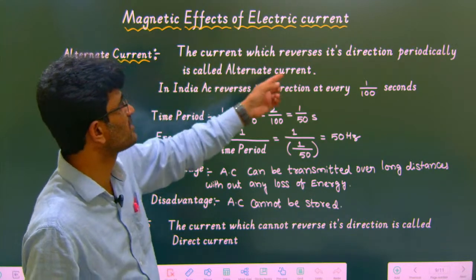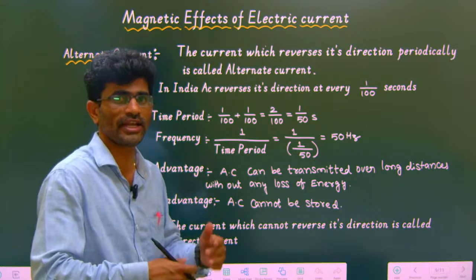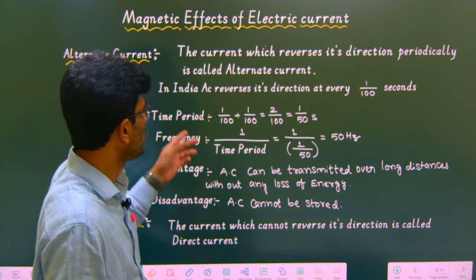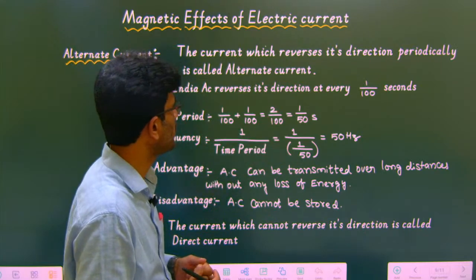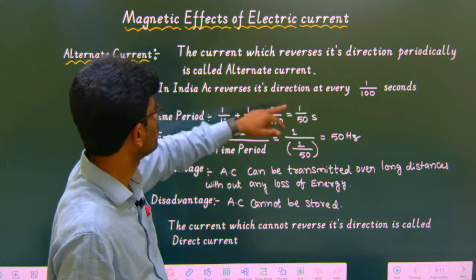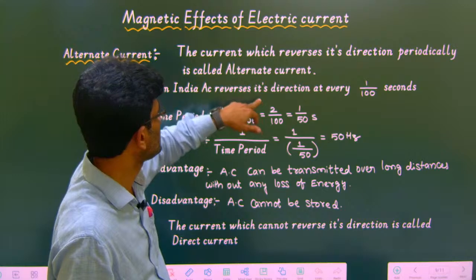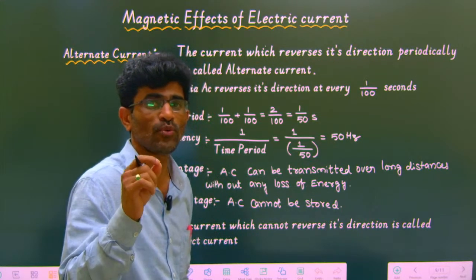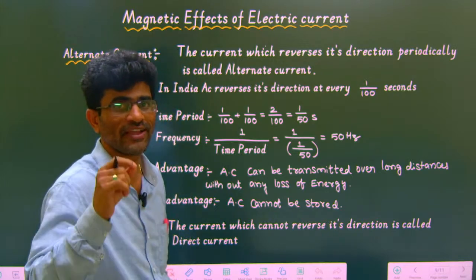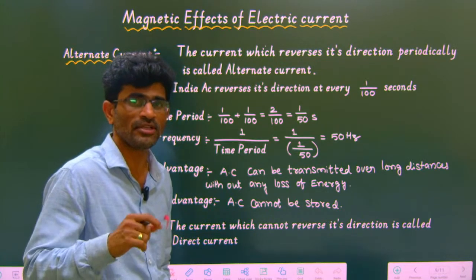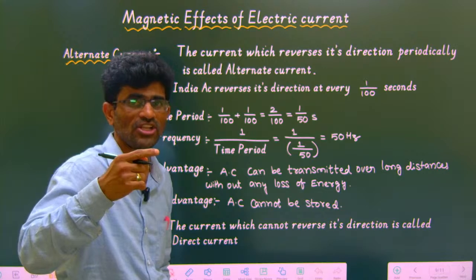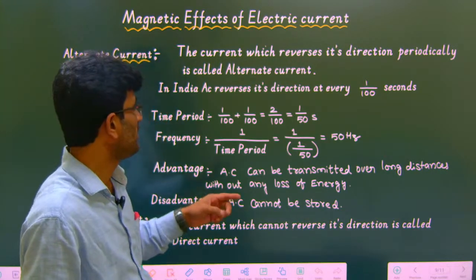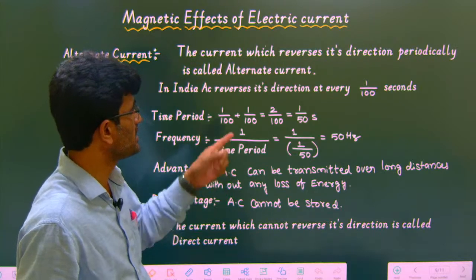A current which reverses its direction periodically, or alternatively if it reverses its direction, then that current will be called alternate current. Here are also some points you have to remember about alternate current. It reverses its direction at every 1/100 seconds. In that 1/100 seconds time, this alternate current will change its direction.